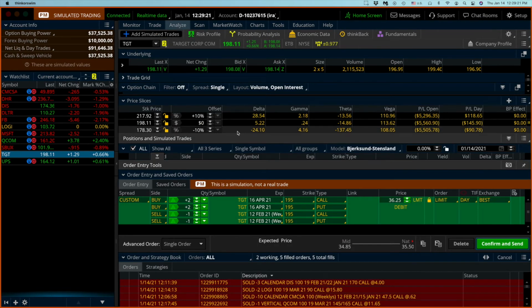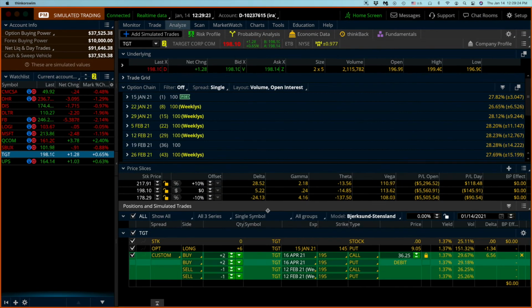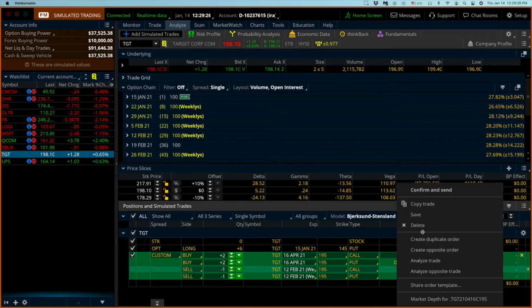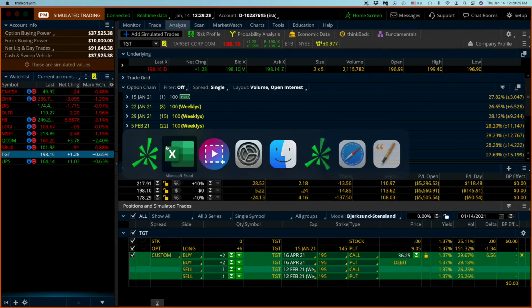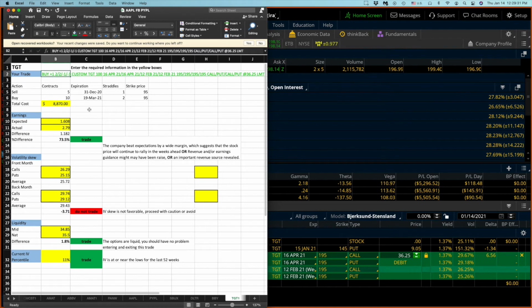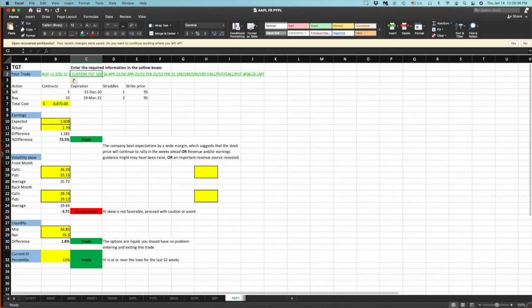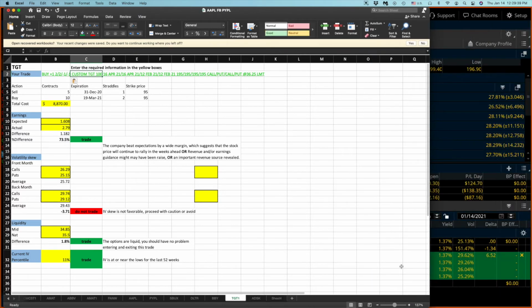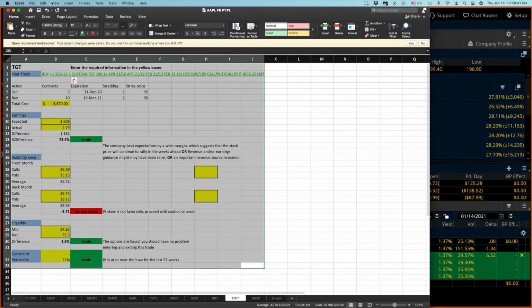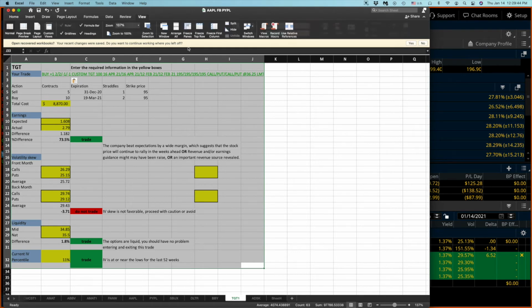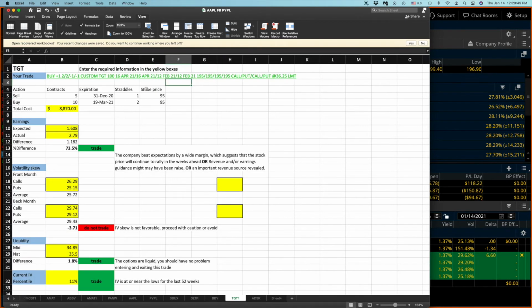All right, let's copy our trade. Again, go to the Analyze tab and right click and say copy trade. Take that to my Excel spreadsheet, just to complete the operation and make sure we have everything that we need. Let's zoom in a little bit. Okay, so we have here 36.25. Enter that number here.